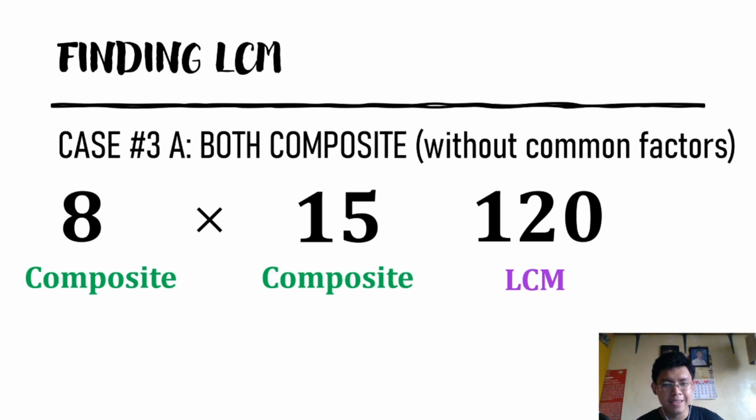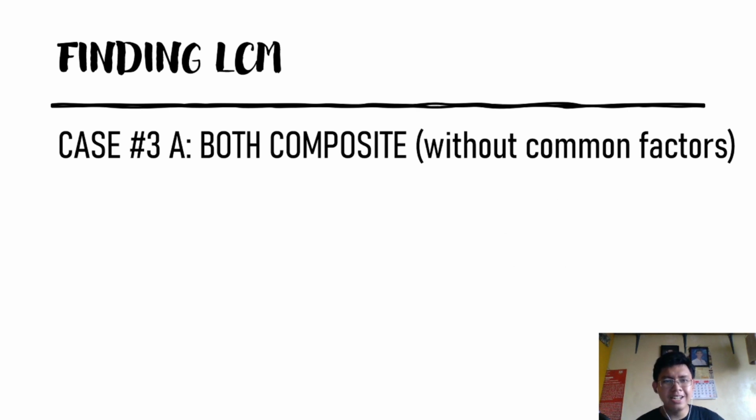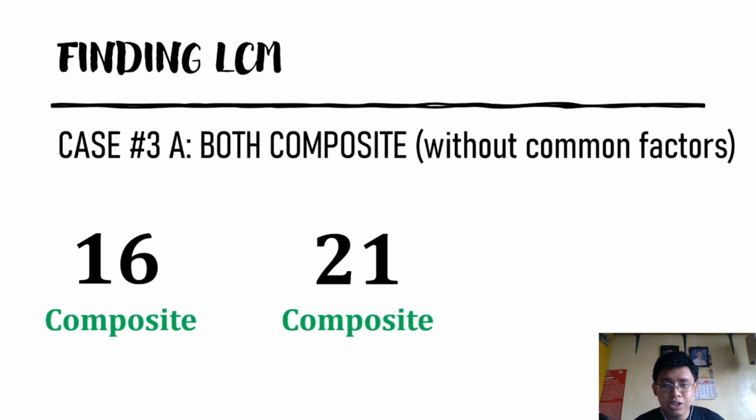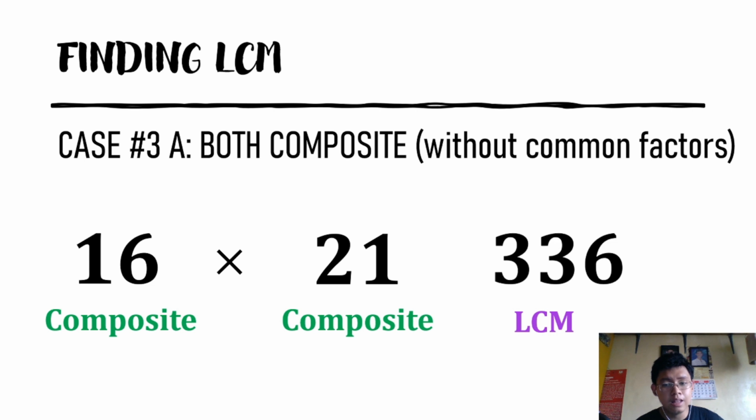Okay? Now, let's have another example. 16 and 21. 16 and 21 are composite numbers. They don't share a common factor except for 1. So, to get the least common multiple, we need to multiply them, and then our answer is 336. That's case number 3A, both composite numbers without any common factors except for one. One lang yung common factors nila.